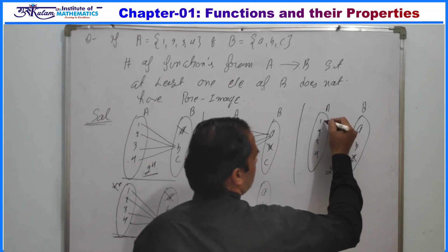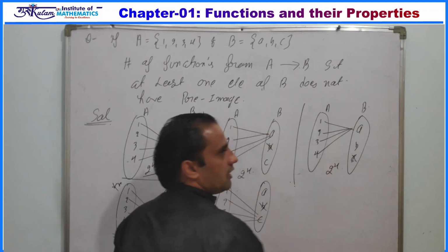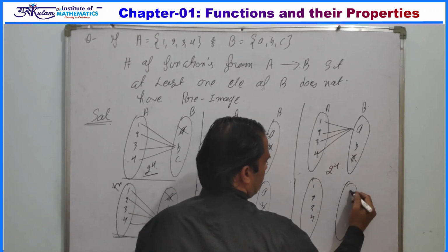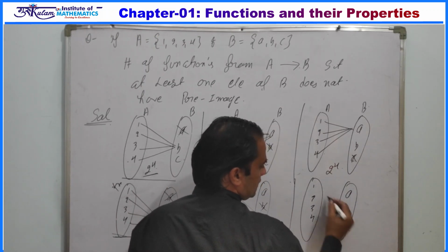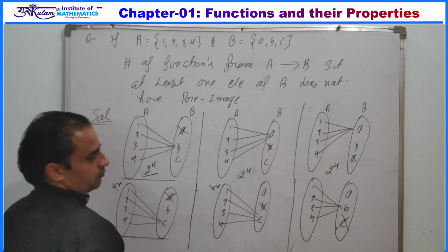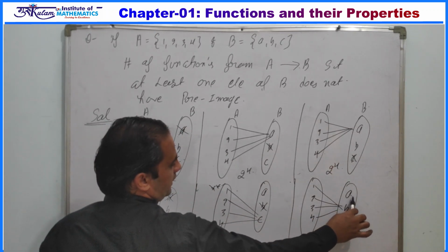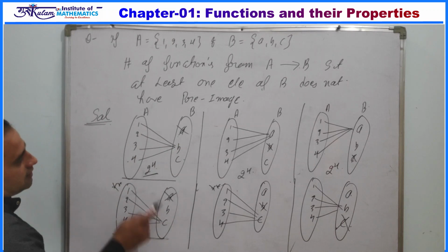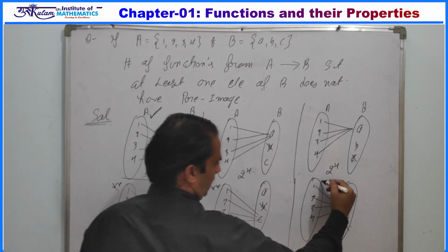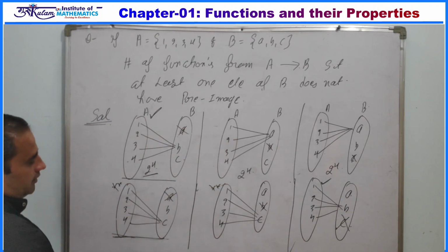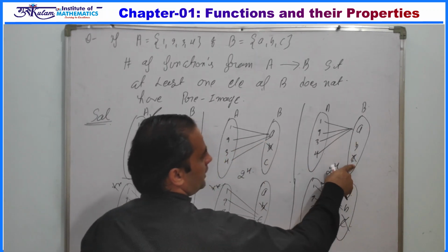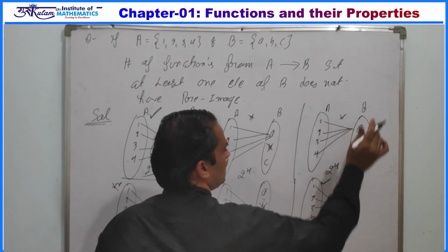Similarly, if we take this one, we can define a function where all elements map to A. The other is 1, 2, 3, 4 and A, B and C. C is already excluded, so we can map all elements to B. So in this case, this is a function in which A and C do not have a pre-image, and this is also a function in which A and C do not have a pre-image. So this function and this function are the same. Similarly, this function in which B and C do not have a pre-image, and this is also B and C do not have a pre-image. So this function and this function are the same.